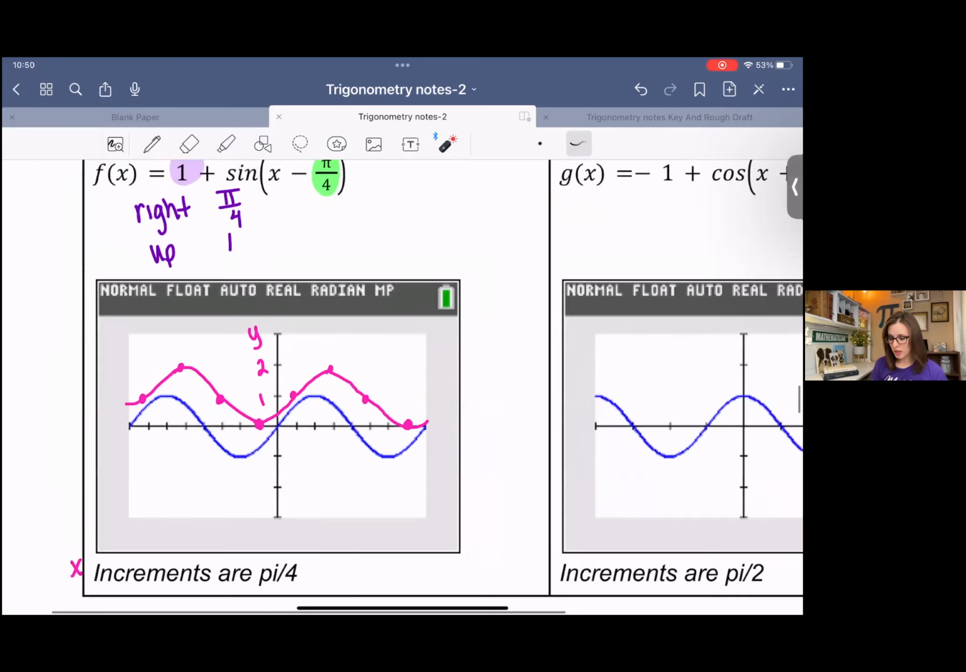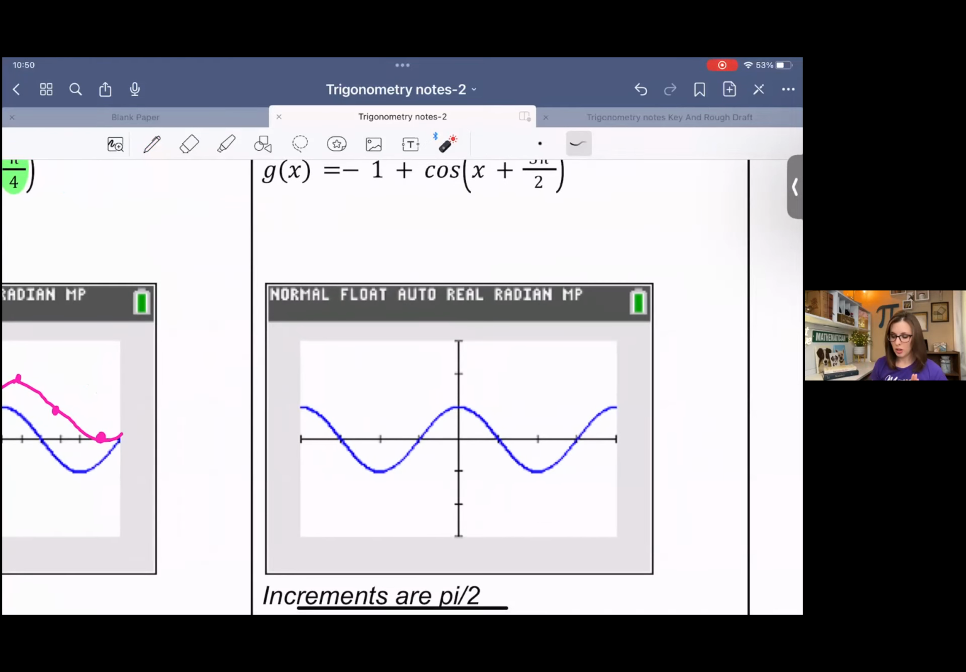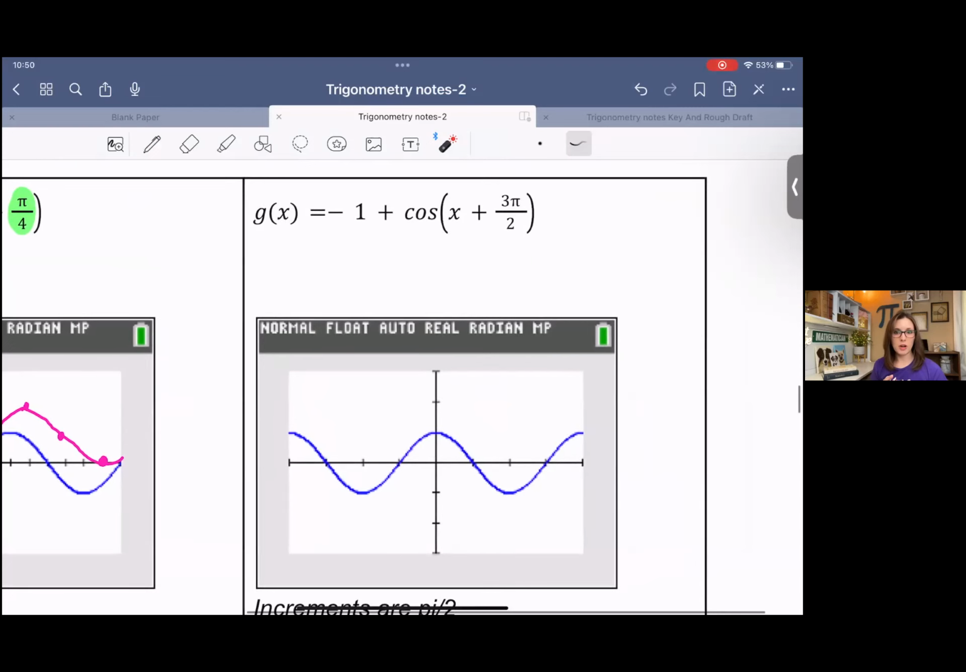So now we can do the same thing with cosine. I've got the parent function already graphed. And then I want you to figure out how it's shifting, left or right, up or down. Go ahead and draw it. So pause it, try it, come back and check your work.